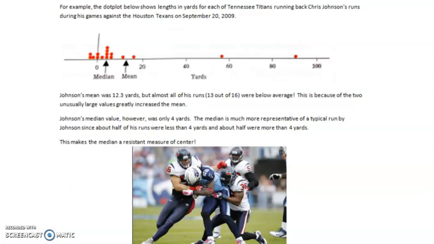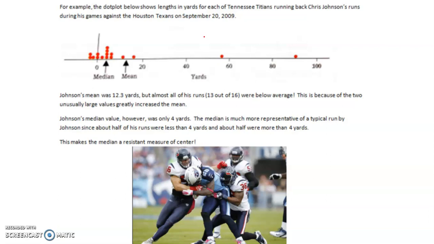For example, the dot plot below shows the lengths in yards for each of Tennessee Titans running back Chris Johnson's runs during his games against the Houston Texans on September 20, 2009. Johnson's mean was 12.3 yards, but almost all of his runs, 13 out of 16, were below average. This is because of the two unusually large values that greatly increased the mean. Johnson's median value, however, was only 4 yards.